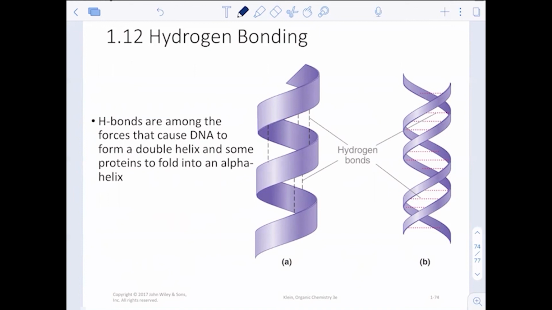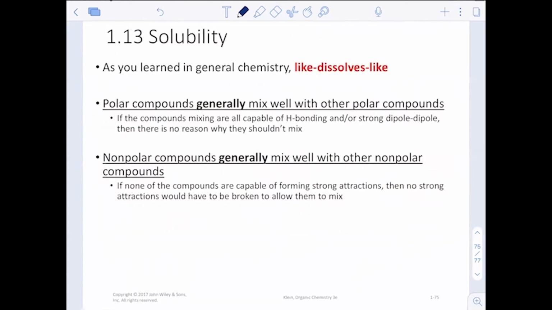For us, we're going to be looking at them in terms of solvent to solute interactions, similar to what you saw in general chemistry. And solubility. Like dissolves like. Hopefully we learned that in general chemistry, that polar compounds mix well with other polar compounds. If you have hydrogen bonding, you like to mix with other things that can hydrogen bond. Non-polar compounds don't tend to mix well with polar compounds. They tend to mix well with other non-polar things. So like intermolecular forces dissolve like intermolecular forces.